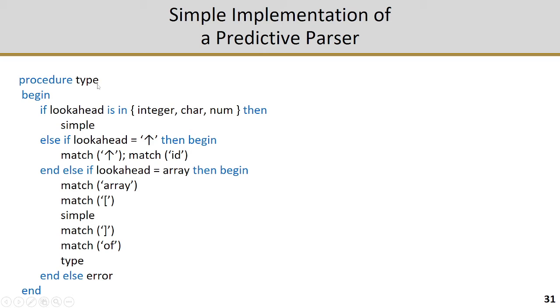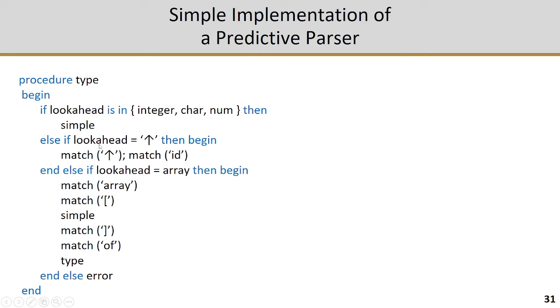So we have a procedure for the type, and if we are going to implement the grammar rules for the type, we have to take into account the look-ahead, so the first symbol at the input. If this first symbol is either an integer, a character, or a num, then we are going to apply the rule type to simple in a way that we call the procedure assigned to the non-terminal simple. If the derivation rule contains a token, we are going to match the input with the expected token.